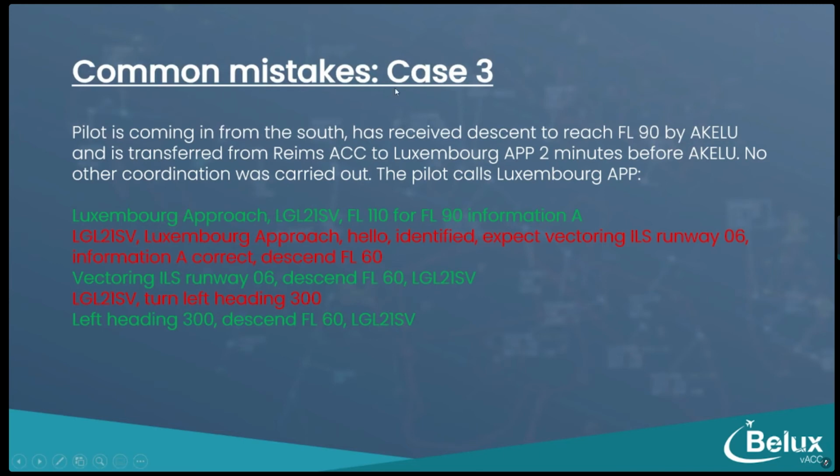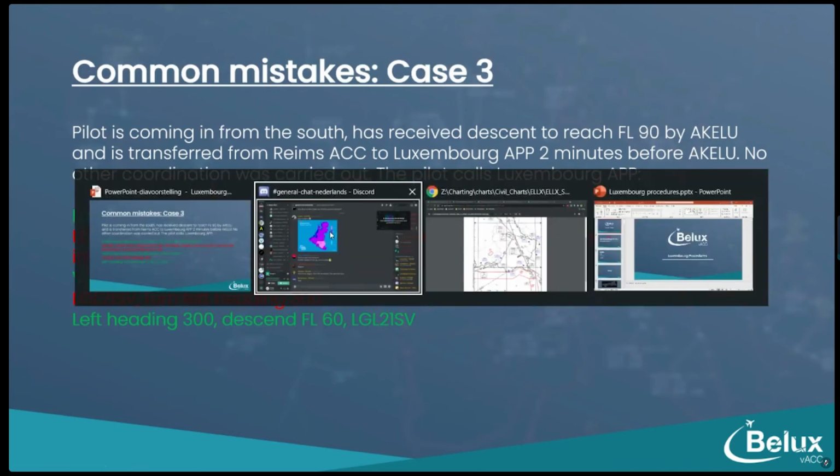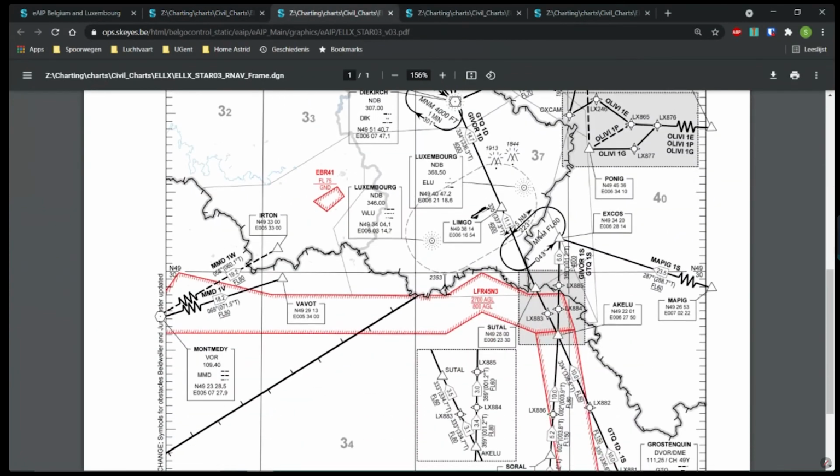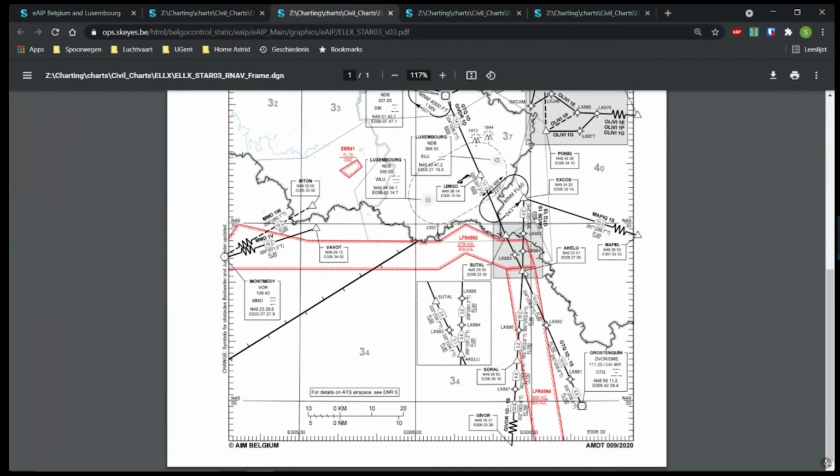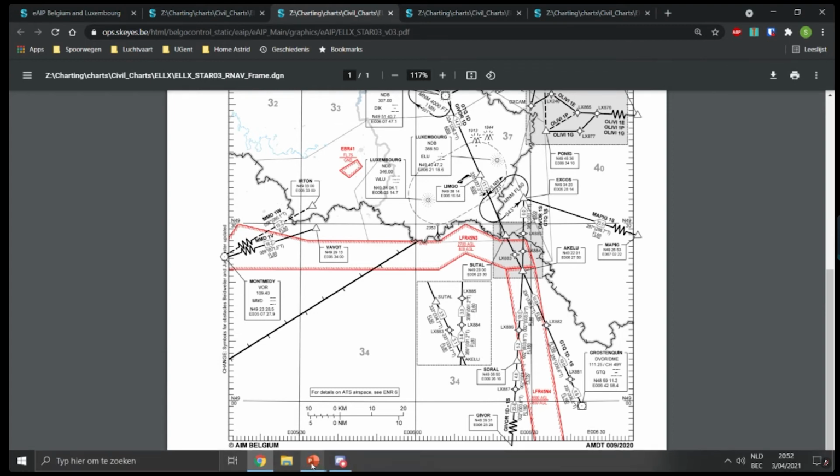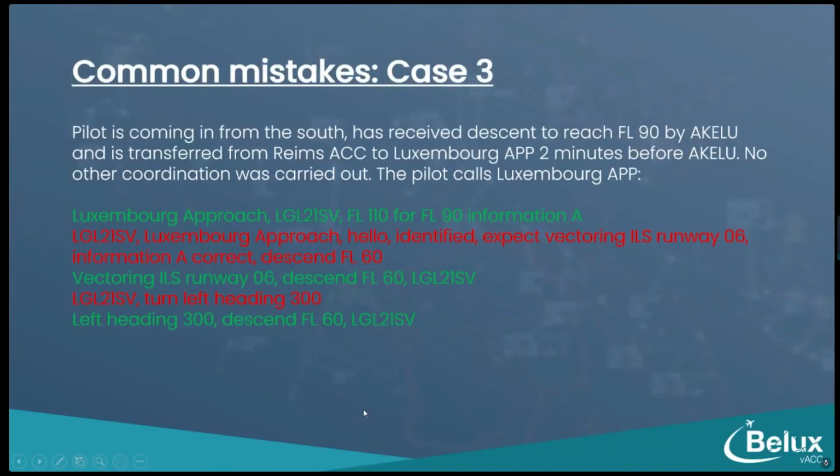And for the people who don't know by heart where Akelu lies, I think I have a drawing of it somewhere over here. So Akelu basically lies over here. And it's 2 minutes, so assume he's around here or around here. Probably a little bit further. Anyone who knows what went wrong?